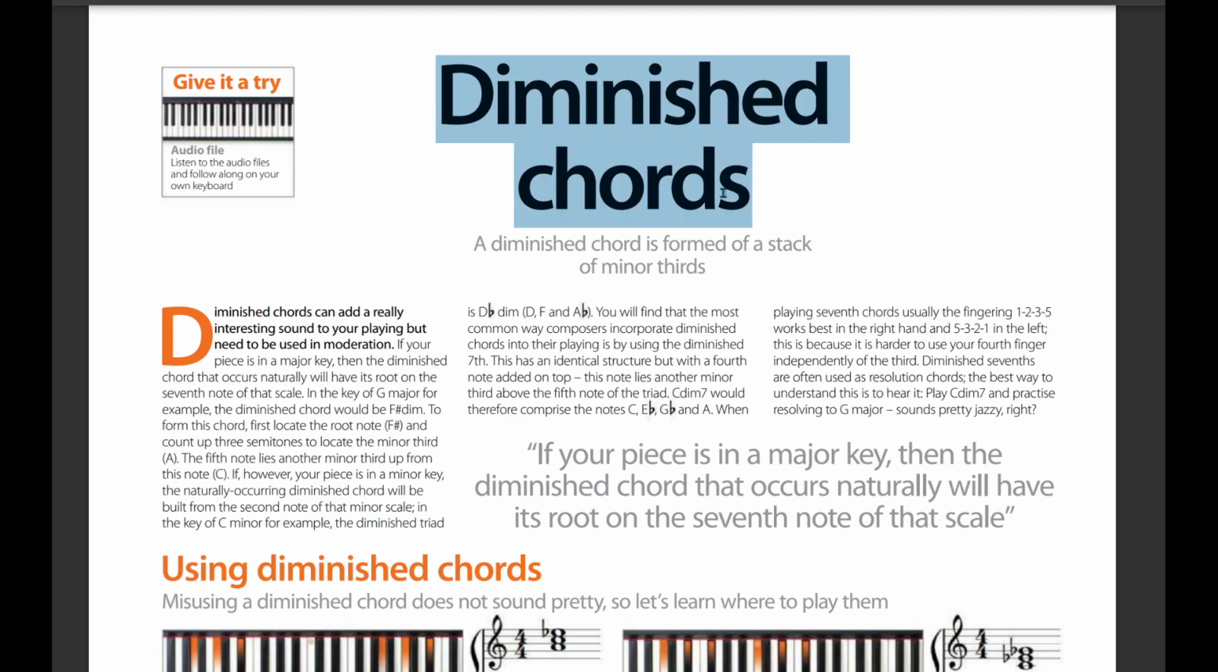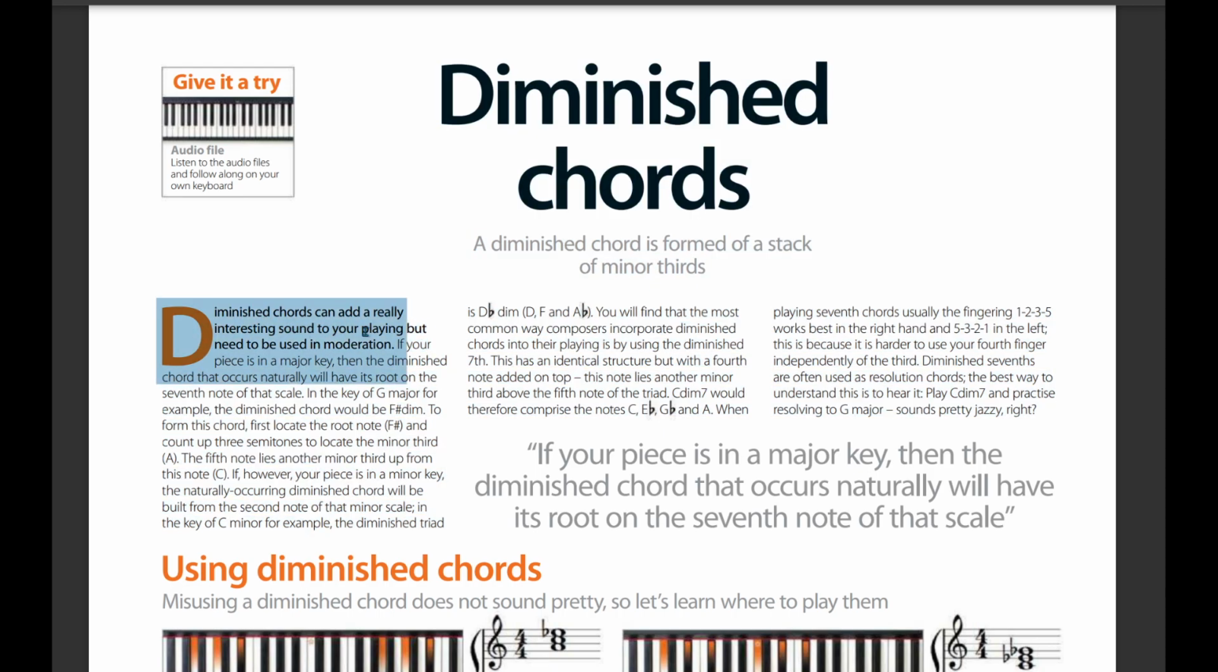Diminished chords. A diminished chord is in the form of a stack of minor thirds. Diminished chords can add a really interesting sound to your playing, but must be used in moderation. If your piece is in a major key, then the diminished chord occurs naturally, built on the 7th note of that scale. In the key of G major, for example, the diminished chord would be F sharp dim.